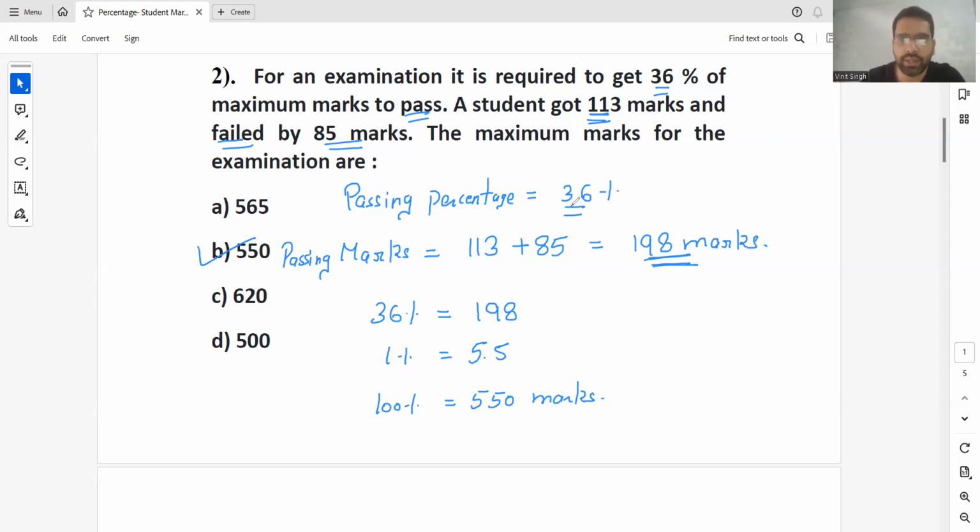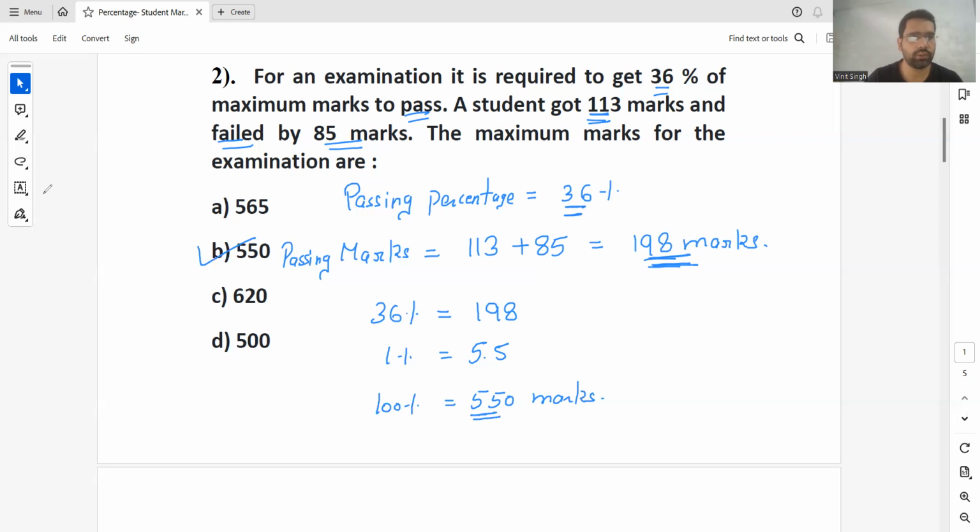Clear? Passing percentage 36%. Passing marks 198, because a student gets 113 and he gets 85 as a grace, then he will pass the examination, which is equal to 198 marks. So 100% marks is equal to 550.